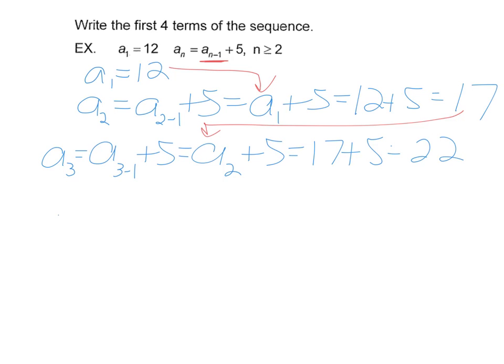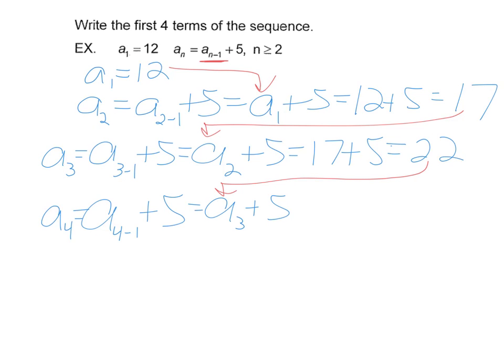And then one more, a sub 4 would be a sub 4 minus 1 plus 5, which is a sub 3 plus 5. We found a sub 3 right above, it's 22. So 22 plus 5 is 27. So when you have to go back and get a previous result, that's called recursion.